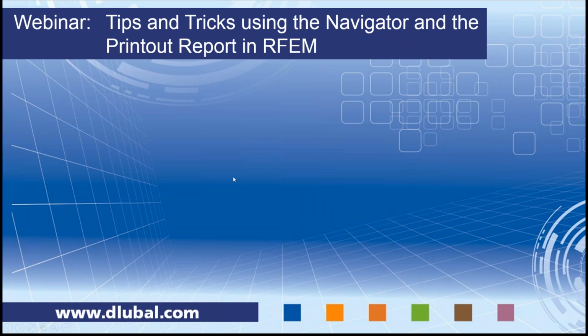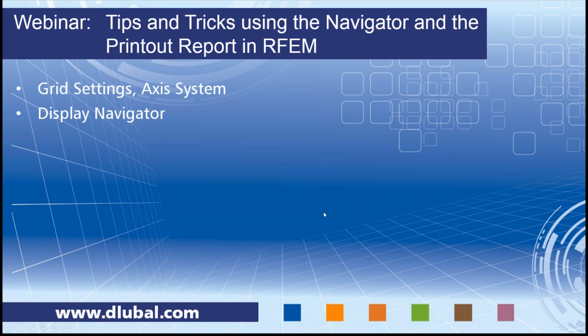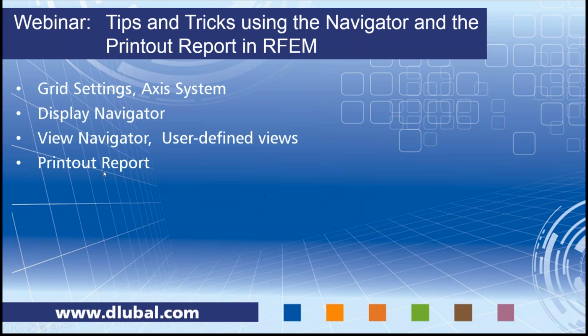So just to show you the content quickly, I will say something about the grid settings, and we will talk about the axis system. We will define grid lines and so on. Then we have a look at the Display Navigator. We have a look at the View Navigator, and we will define user-defined views. We will open and create a printout report. We will adjust the settings in there.